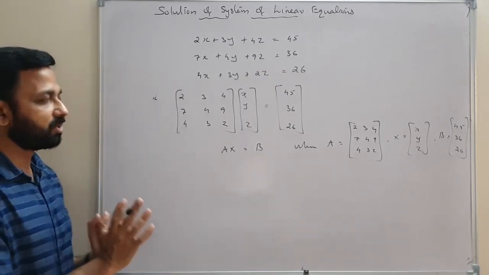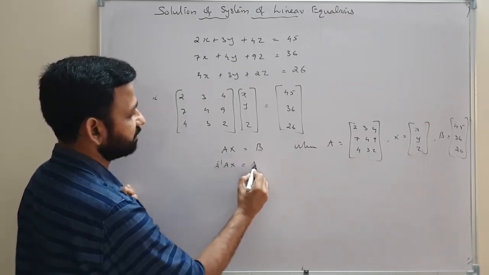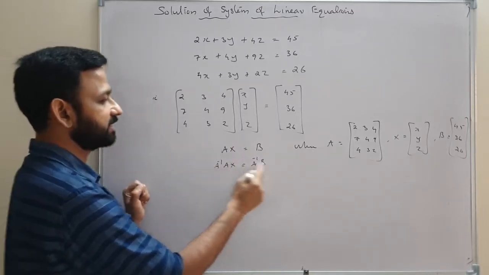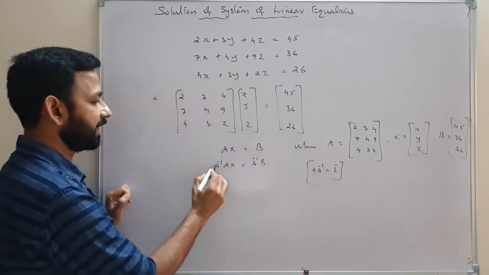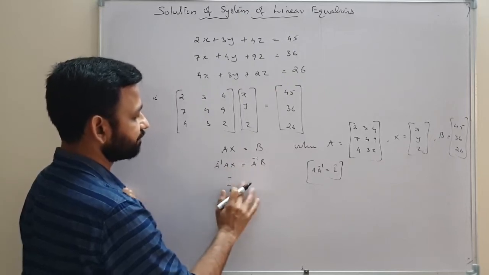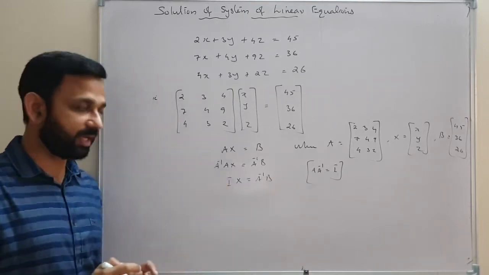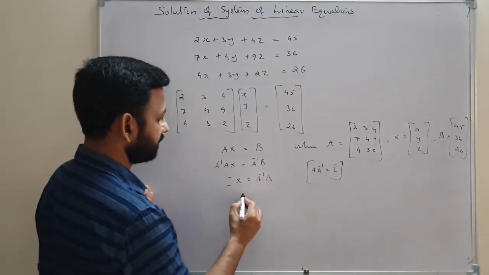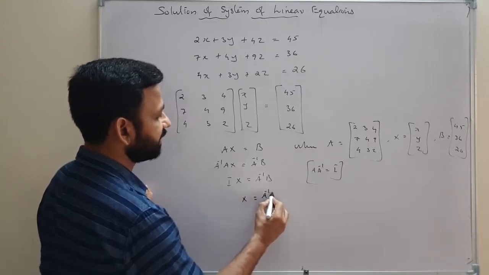Now we multiply both sides of this equation by A inverse: A inverse into AX is equal to A inverse into B. A inverse into A is the identity matrix. A into A inverse is always the identity matrix. So we can replace A inverse into A by the identity matrix. I into X equal to A inverse B. Identity matrix into any matrix is that same matrix, so I into X will be X. X equal to A inverse B.